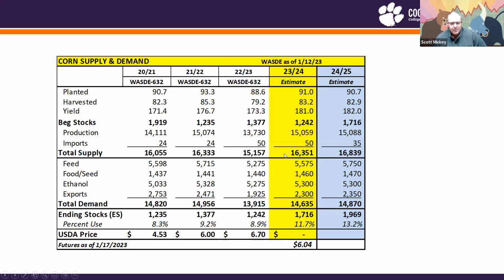What's going to happen if we produce 16 and use 14? We're going to end up with ending stocks of about 1.7 billion bushels. That's an increase of almost 500 million bushels of corn from last year. And that's a concern because it will take our percent use from 8.9 to just under 12%. Typically, when ending stocks to use is greater than 10%, the market considers that adequate supplies, and it's difficult to get price rallies, because we usually have ample supplies for expected uses.